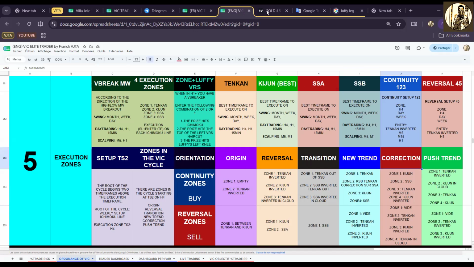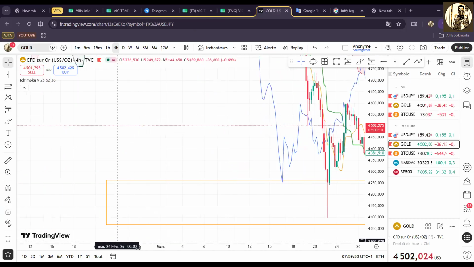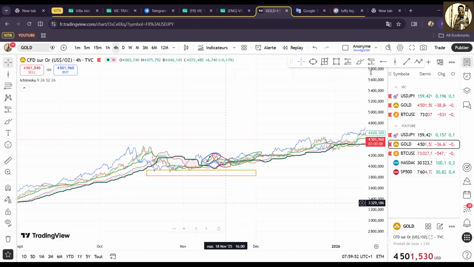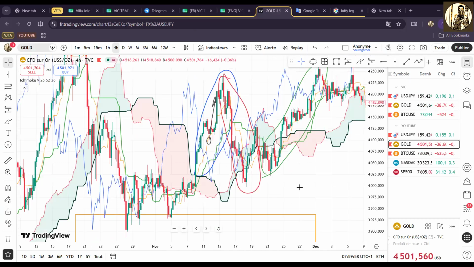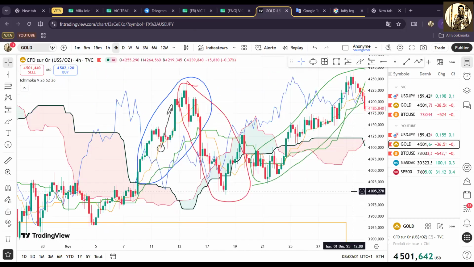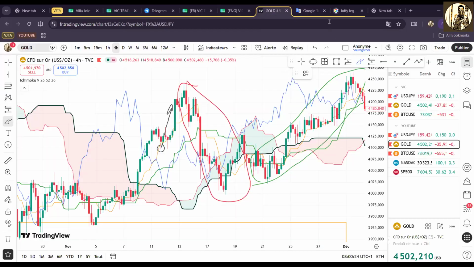Now for the correction, let's take this correction, right? So now for the correction, the reversal zone of the correction, let's start with the reversal, because the correction starts with the reversal. You start selling the correction. You have the empty space, the Tenkan inverted, the Kijun inverted, and the Tenkan in cloud inverted.